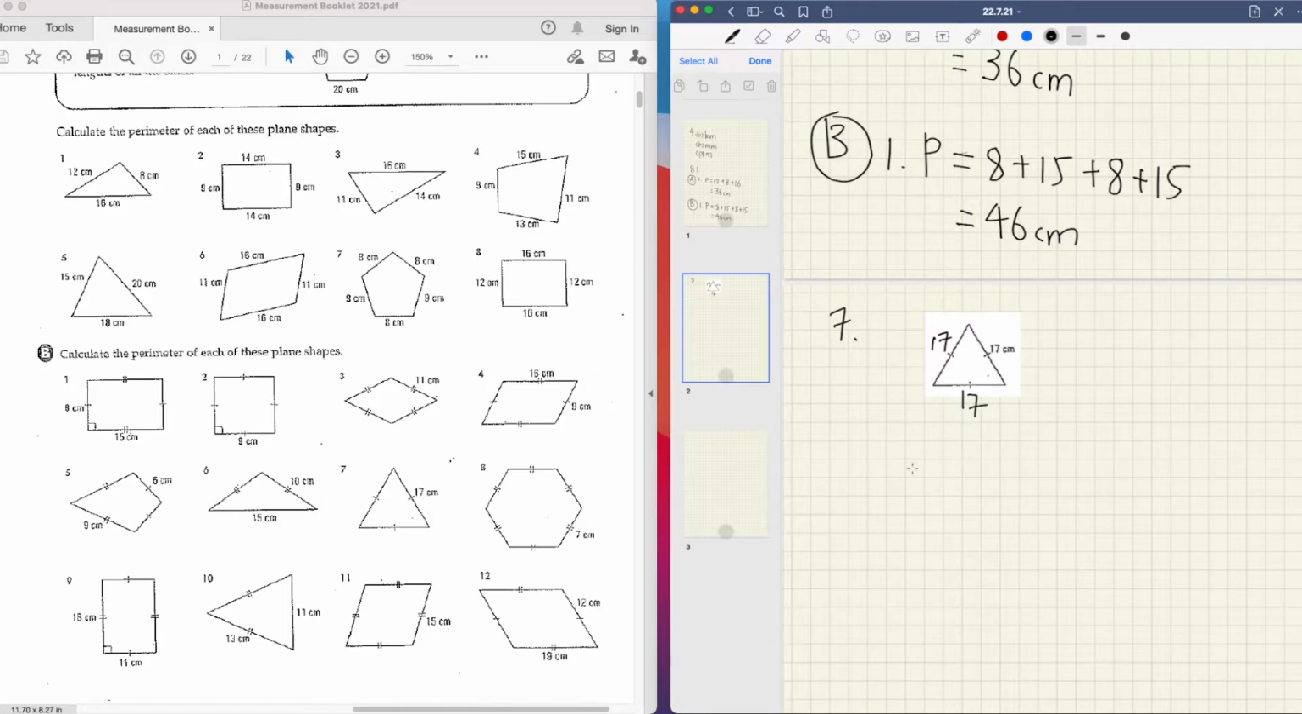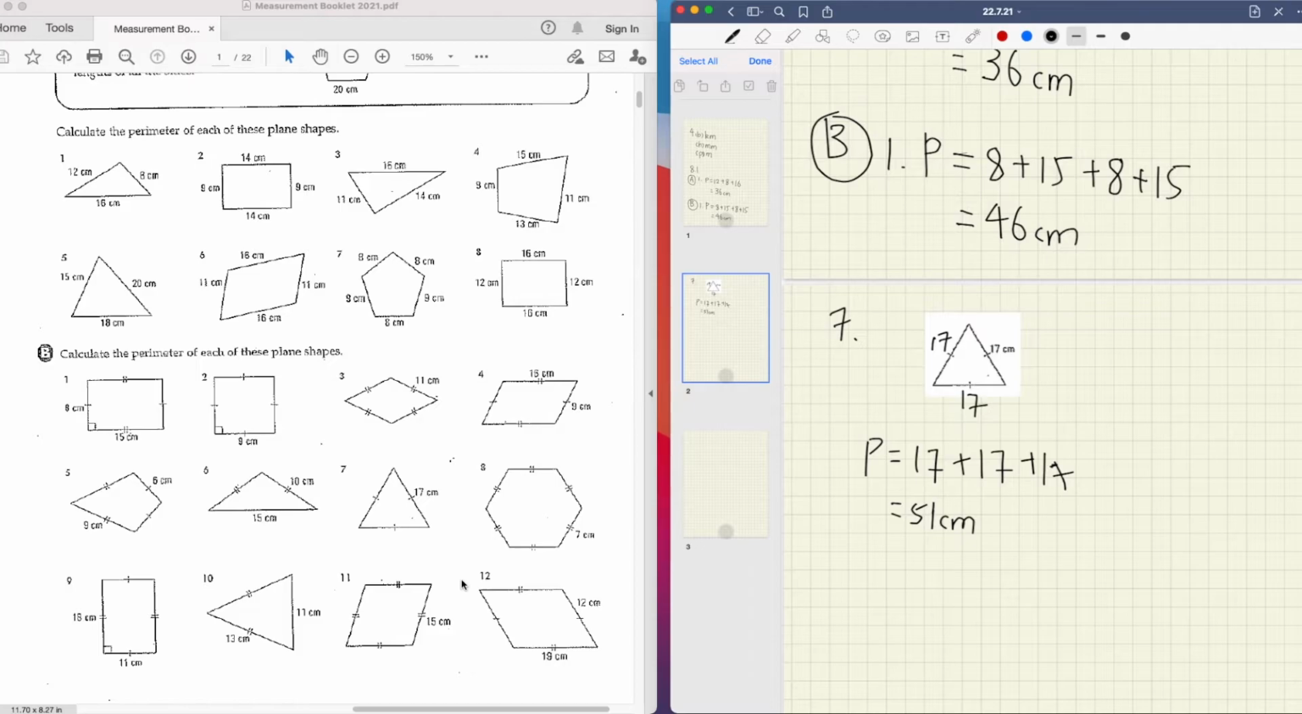So to work out the perimeter, we just simply have to add all three sides. So P is equal to 17 plus 17 plus 17, right? If you use your calculator, you should get a number of 51, right? Make sure to write the unit at the end. Right, so that's question 7.